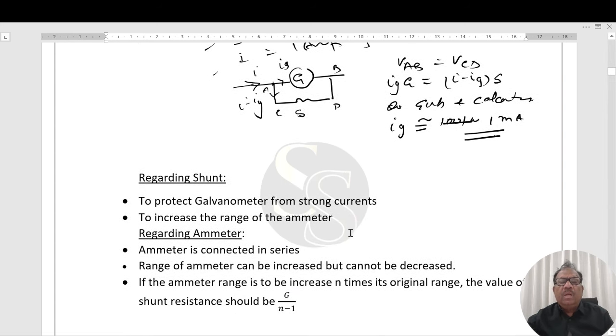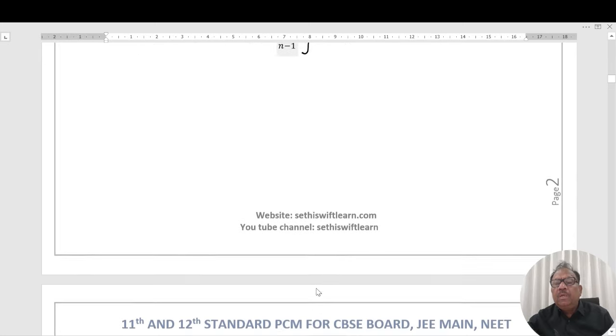Next, regarding the shunt, it is used to protect the galvanometer from strong currents and to increase the range of the ammeter. An ammeter is connected in series. The range of an ammeter can be increased, cannot be decreased, be careful. Now, if the ammeter range is to be increased n times its original range, the value of shunt resistance should be G upon n minus 1. By using this formula, we can find the answer. Now, next question.